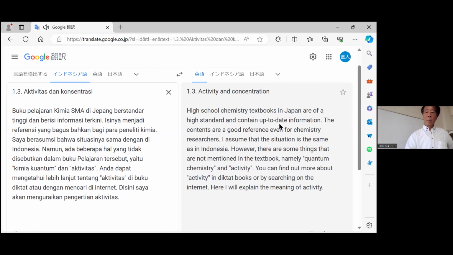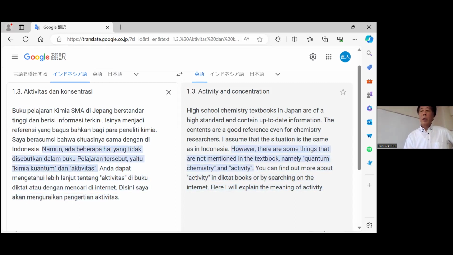2.3 Activity and concentration. High school chemistry textbooks in Japan are of a high standard and contain up-to-date information. The contents are a good reference even for chemistry researchers. I assume that the situation is the same as in Indonesia. However, there are some things that are not mentioned in the textbook, namely quantum chemistry and activity. You can find out more about activity in diktat books or by searching on the internet. Here I will explain the meaning of activity.